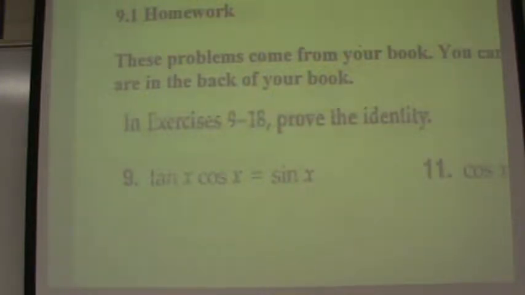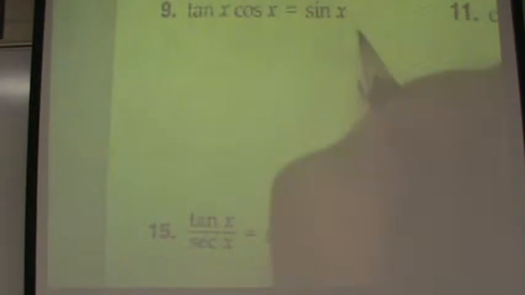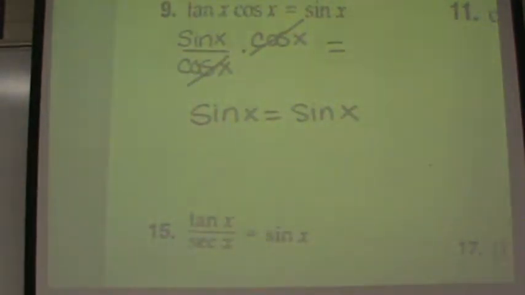Number 9. They start off easy. I would replace tangent as what? You want this to cancel, right? So you're going to do sine. Tangent is sine over cosine. What happens? What are you going to show me now? Those cancel and you have... easy. Next one.